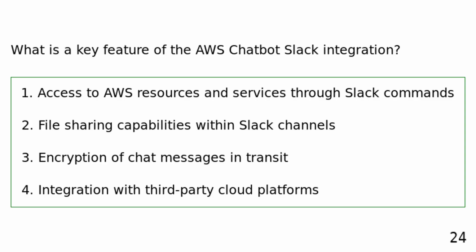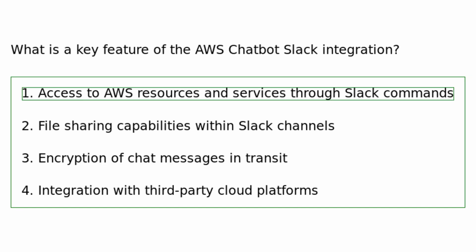What is a key feature of the AWS Chatbot Slack integration? Access to AWS resources and services through Slack commands. File sharing capabilities within Slack channels. Encryption of chat messages in transit. Integration with third-party cloud platforms. The AWS Chatbot Slack integration provides access to AWS resources and services through Slack commands, enabling users to interact with AWS directly from their Slack workspace.